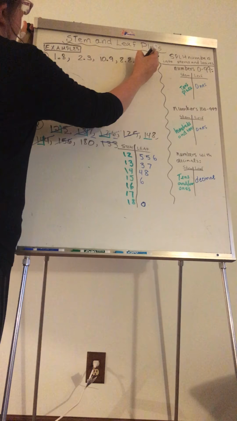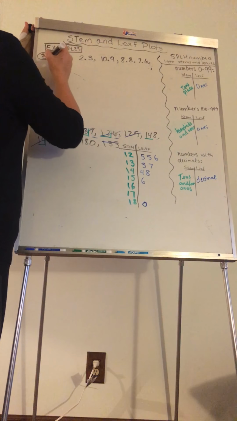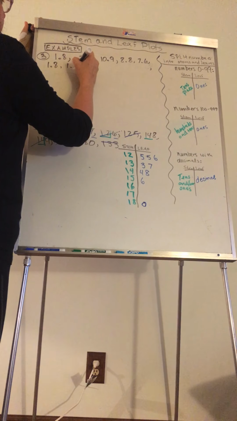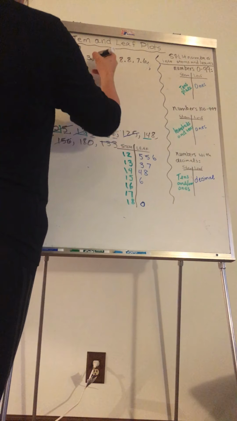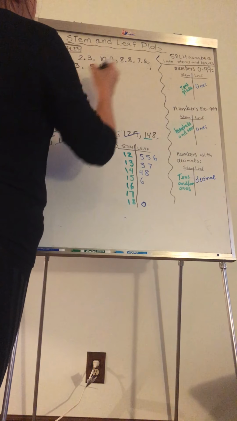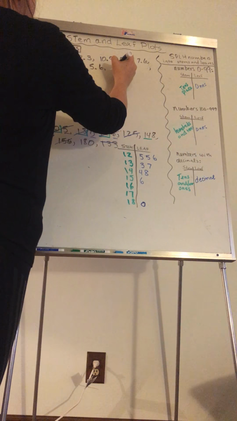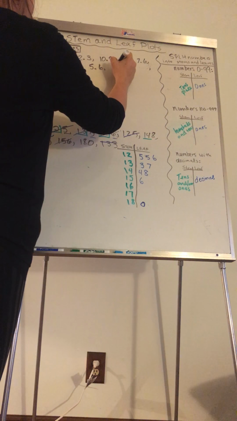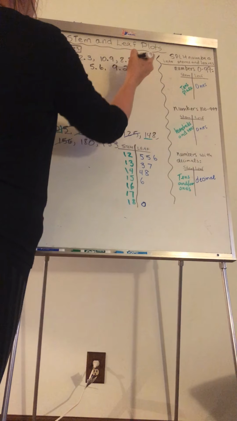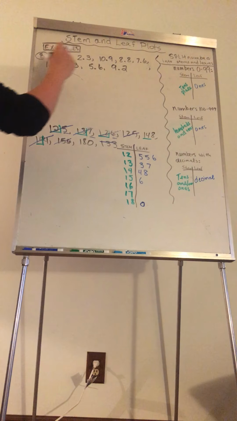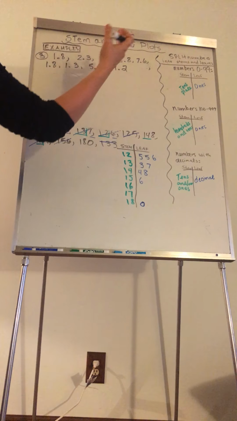8.8, 7.6, 1.8 again, 1.3, 5.6, and 9.2. Okay, so I have decimal numbers that have the base of 10 and also just ones.